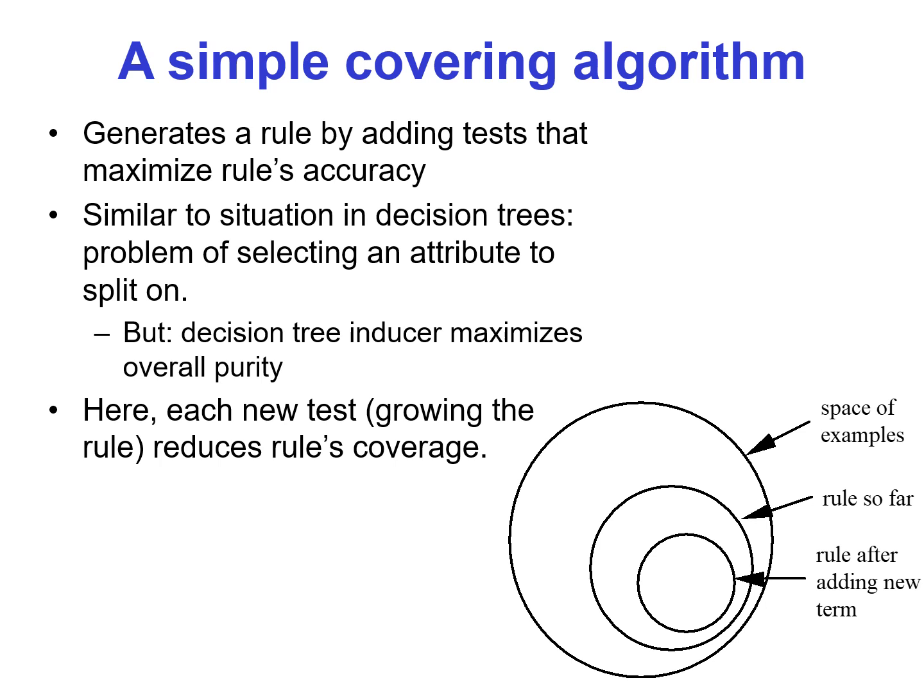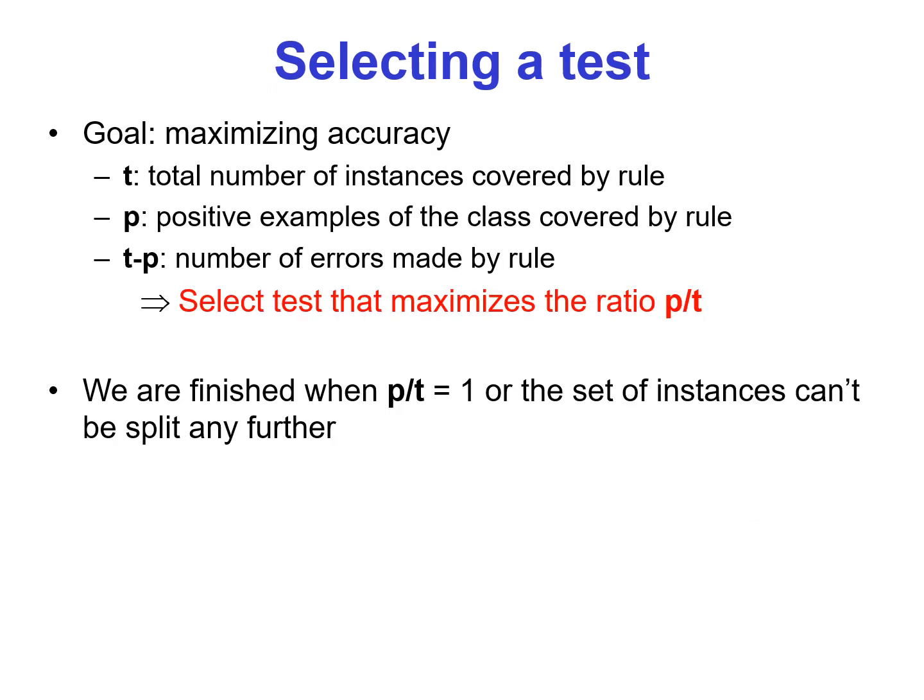So a simple covering algorithm generates a rule by adding tests that maximize rule accuracy, similar to the situation in decision trees. The problem of selecting an attribute to split on is a very important thing. Which attribute are we going to split on so that we get the maximum rule satisfaction? A decision tree inducer maximizes overall purity. Each new test grows the rule and reduces the rule's coverage. Okay, so these are the points you need to remember. The ultimate aim in rule-based classification is to maximize accuracy, that is, the error-free solution we are expecting.